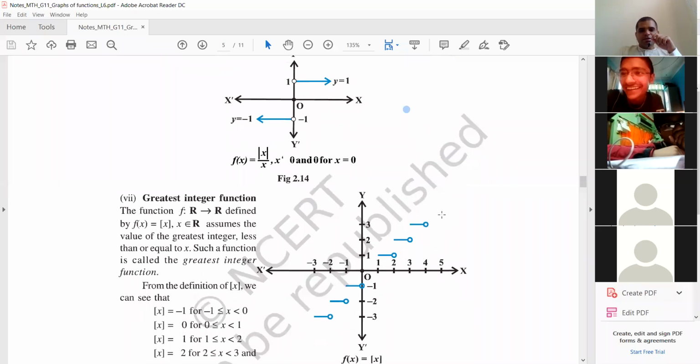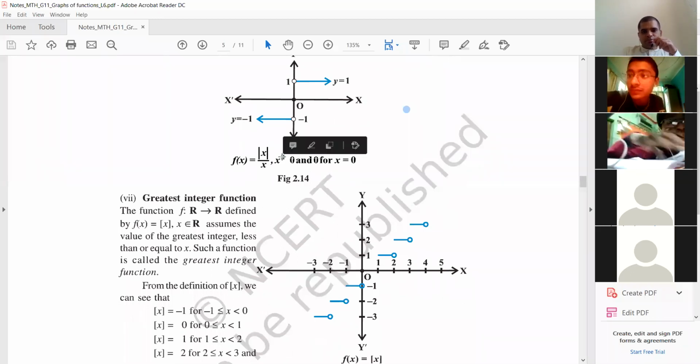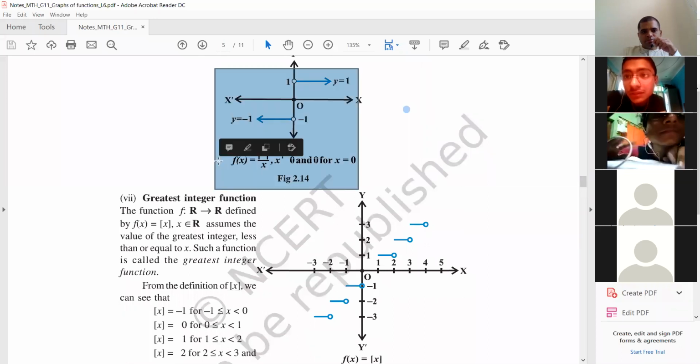So you can write this function in this way also. Are you seeing mod x by x? Are you able to see? Mod x by x. Can you see mod x by x? Yes.